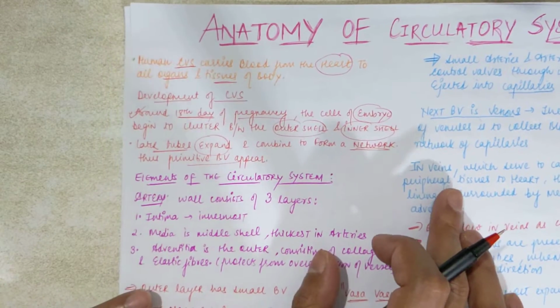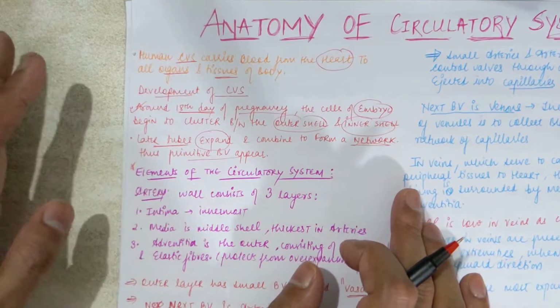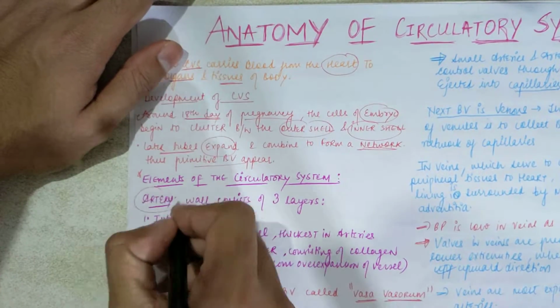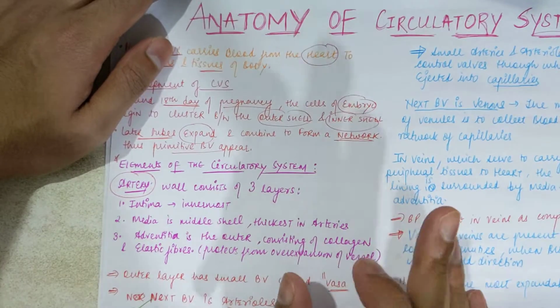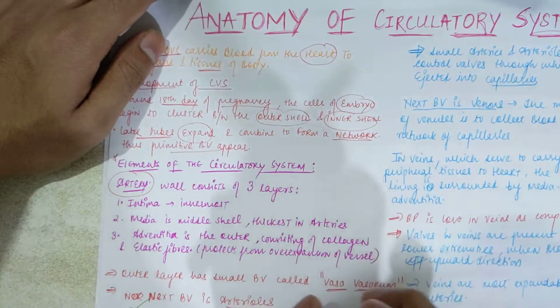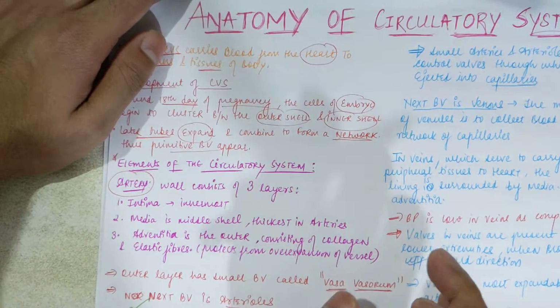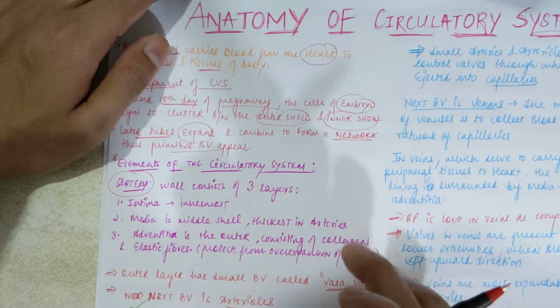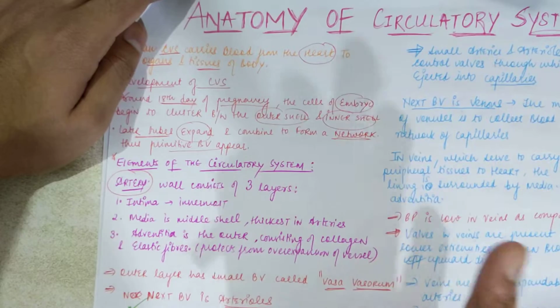So what are the elements we will see in the circulatory system? Basically we have three elements: arteries, veins and capillaries. Further, we have small blood vessels, arterioles and venules, and between arteries and veins we have capillaries which connect them to each other.